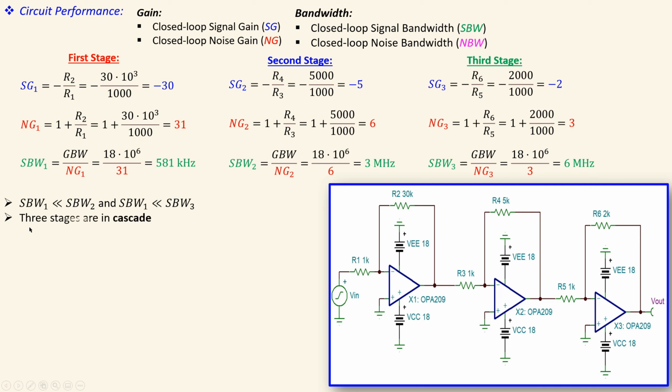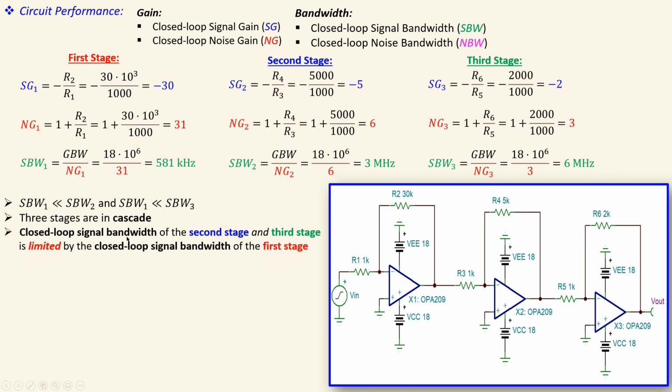Now since these are of course in cascade, we have the following. Thus we have 3 stages in cascade. The closed-loop signal bandwidth of the second stage and also the third stage is limited by the closed-loop signal bandwidth of the first stage. So the complete circuit, as a first approximation using the first-order circuit approximation, is determined by the signal bandwidth of the part which is the smallest. So in this case, it's the first stage.